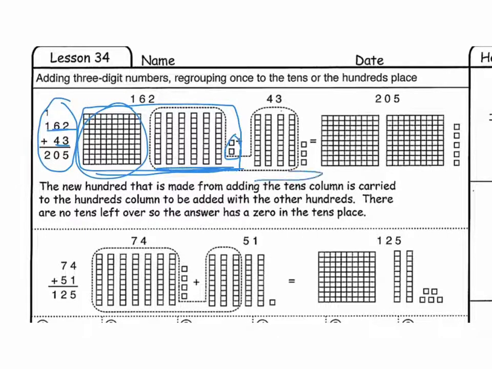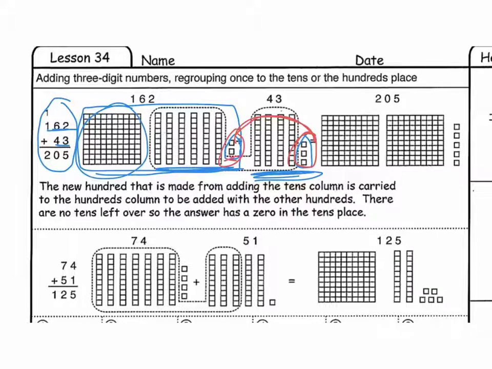And then over here we have the number 43. You have 4 tens and then 3 ones right there. So we're going to see what happens when we put these two together. So first, let me change my color here. Alright, so when we add the two, the 2 ones from 162 and the 3 ones from 43 together, we get 5 ones.